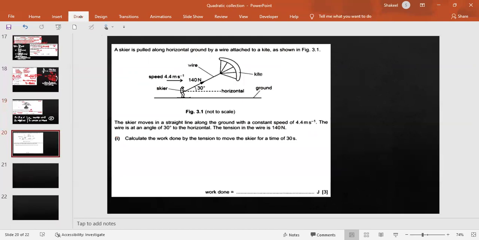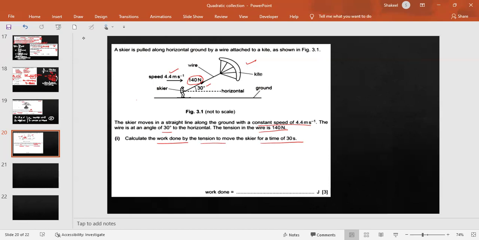So let's look at the last question. This is from the theory. A skier is pulled along horizontal ground by a wire attached to a kite. This is the kite and the wire is attached, and the force of tension is 140, at an angle of 30 degree with the horizontal, and the speed with which the air is moving is 4.4 meter per second. The skier moves in a straight line along the ground with a constant speed of 4.4. The wire is at an angle of 30 degree to the horizontal. The tension in the rope is 140 Newton. Calculate the work done by the tension to move the skier for a time of 30 seconds. So you have to find the work done.